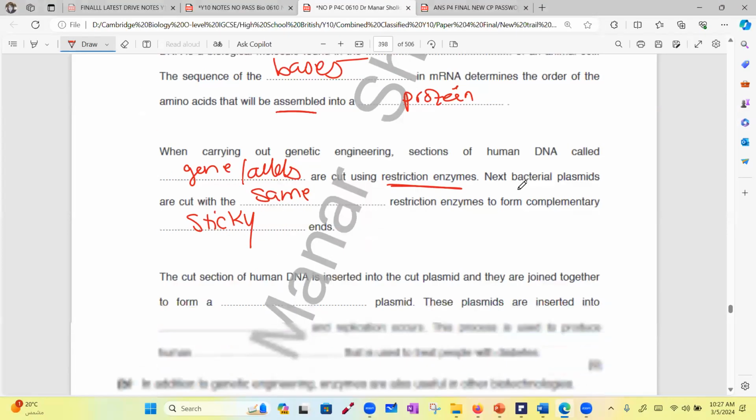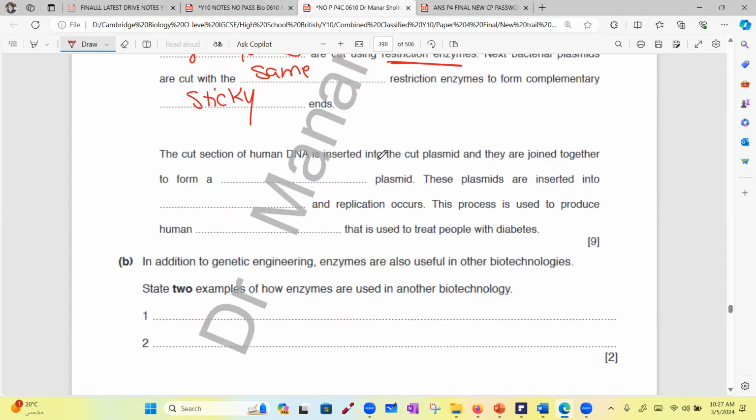So we're here. The cut section of a human DNA is inserted into a cut plasmid and they are joined together to form a what? Which plasmid? Recombinant plasmid. Very good. Please be sure of the spelling. Recombinant plasmid or recombinant DNA.